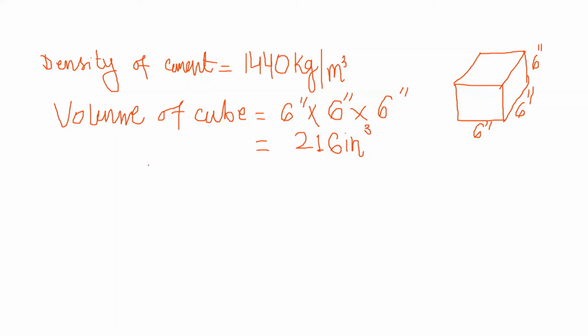Next, we have to find out the mass. So how do we calculate the mass? One more thing I want to tell you: the density is in kilogram per meter cube, but the volume of the cube is 216 inch cube. So we have to convert, or find out the density of cement in pounds per meter cube.